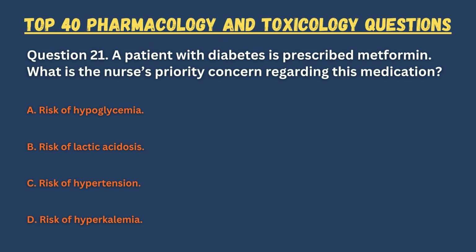Question 21. A patient with diabetes is prescribed metformin. What is the nurse's priority concern regarding this medication? A. Risk of hypoglycemia. B. Risk of lactic acidosis. C. Risk of hypertension. D. Risk of hyperkalemia.